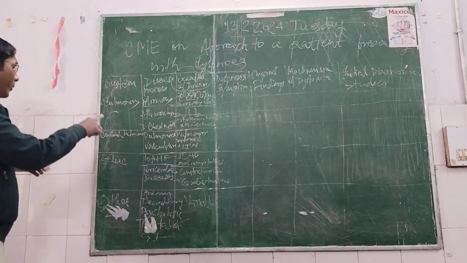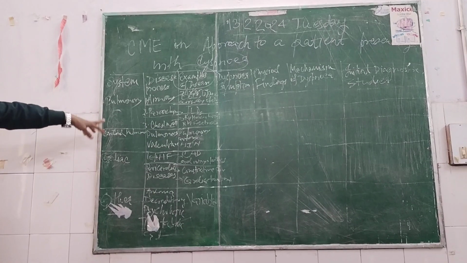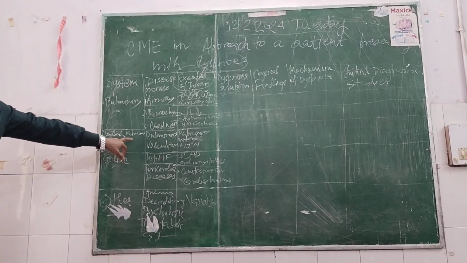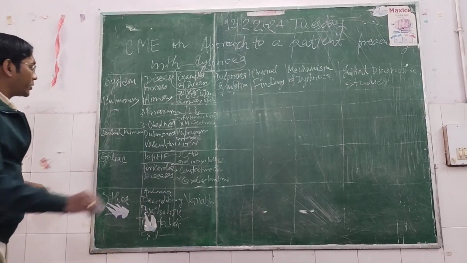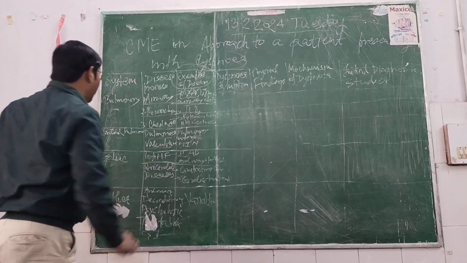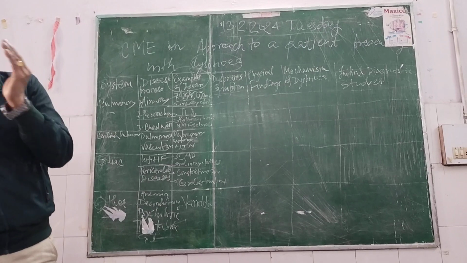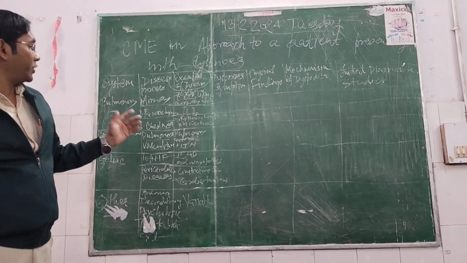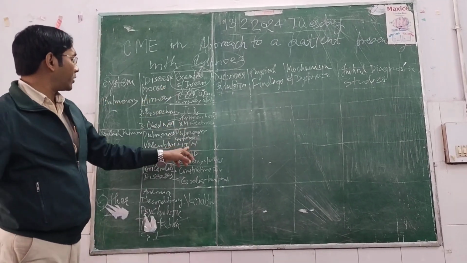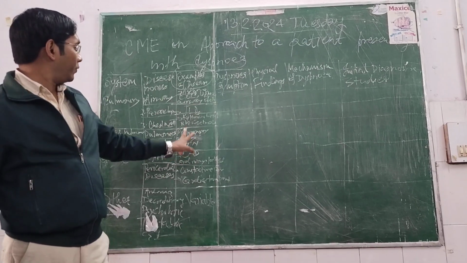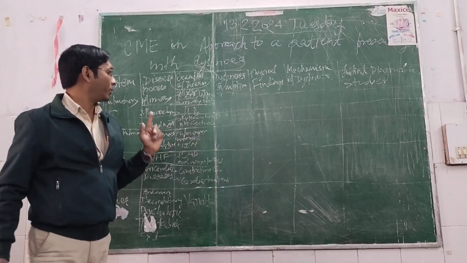Now coming to the combined system involvement, that is cardiac and pulmonary. What is common in cardiac system and pulmonary system? It is pulmonary vasculature. Pulmonary vasculature comes under cardiac system as well as pulmonary systems. And the example of pulmonary vascular disease is just only one, which you should know: pulmonary artery hypertension.